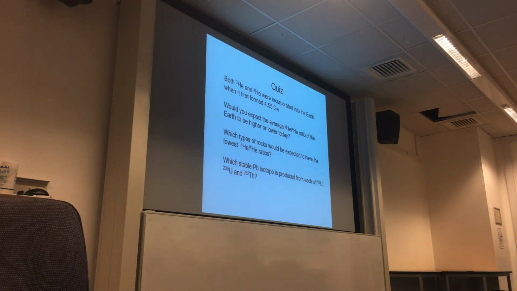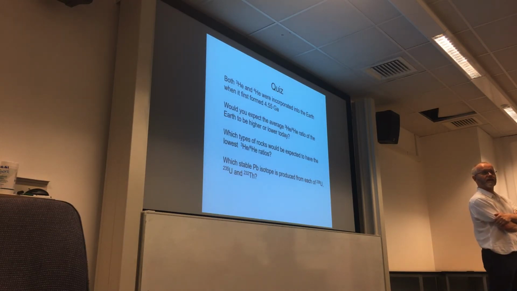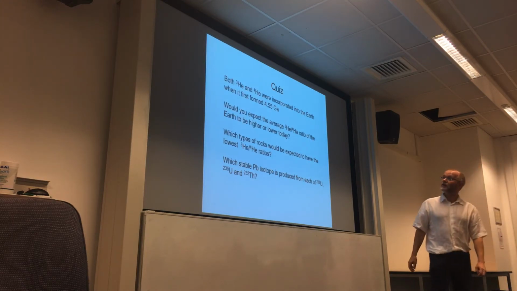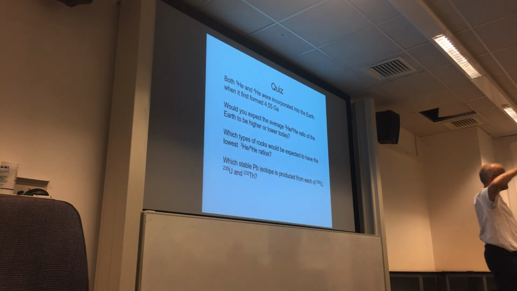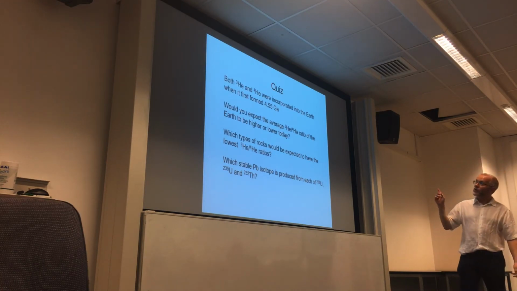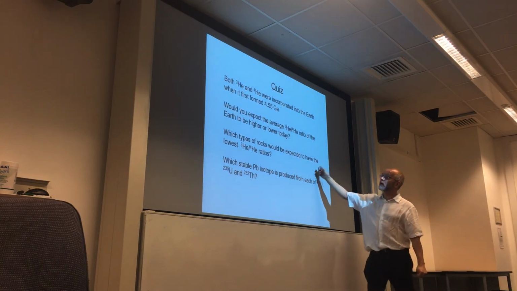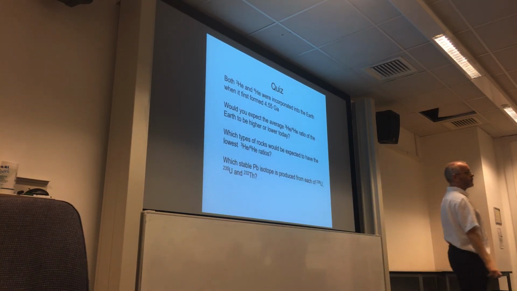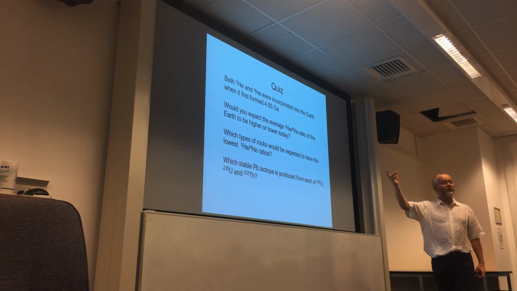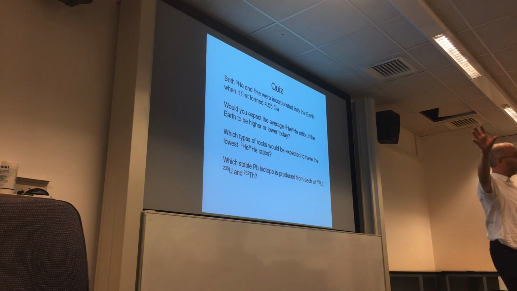Higher, lower, are you 50-50? It's lower, because we've been kicking out all this helium-4 from the uranium series. So it's lower today. Bearing that in mind, which types of rocks should have the lowest helium-3 to helium-4 ratio? Well, the ones that have lots of uranium. The ones with lots of uranium are in the continental crust.